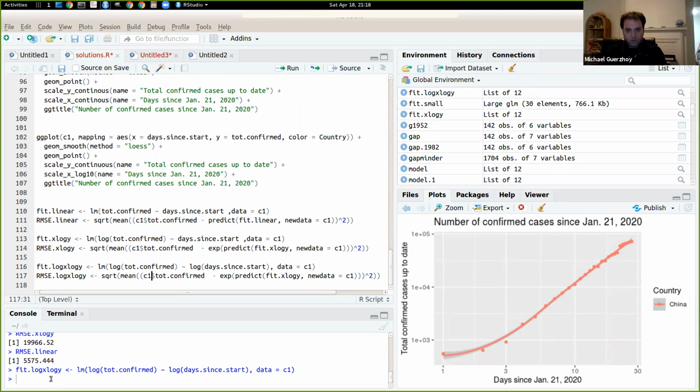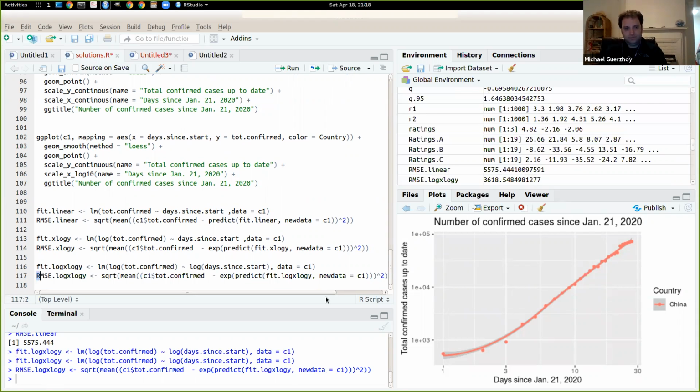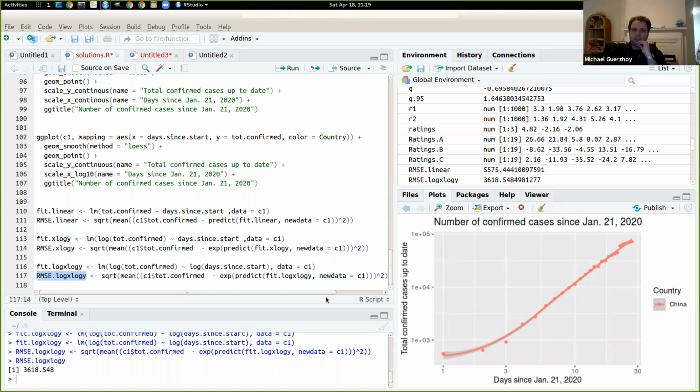So when you're predicting, you need to do the exp again. So that's actually going to be the same, except I need to say log x log y. And that's going to be the best one. So 3000 is the best one. So log x log y is the way to go. It's this curve.